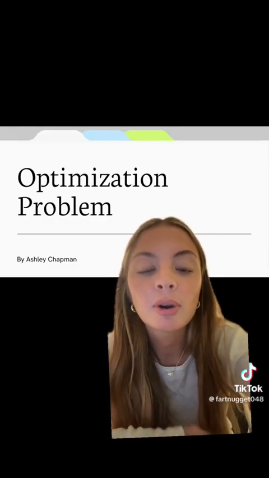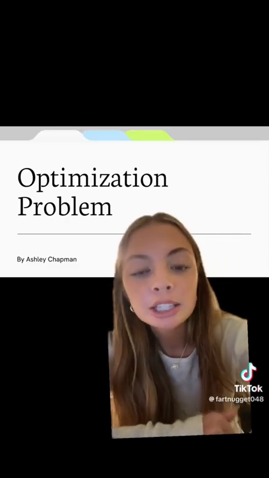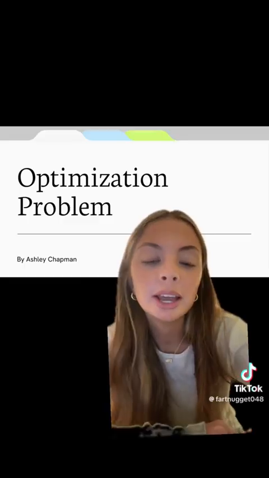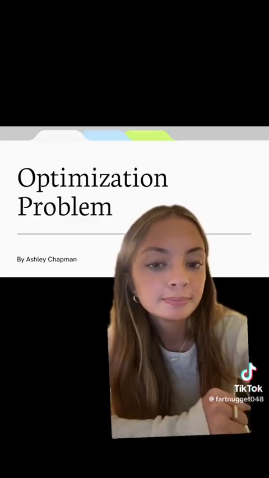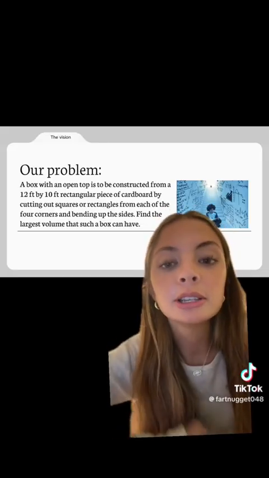Today I'm going to be solving an application optimization problem that uses derivatives for optimization. Our goal of this problem is to find the maximum possible volume of a box made from a piece of cardboard.